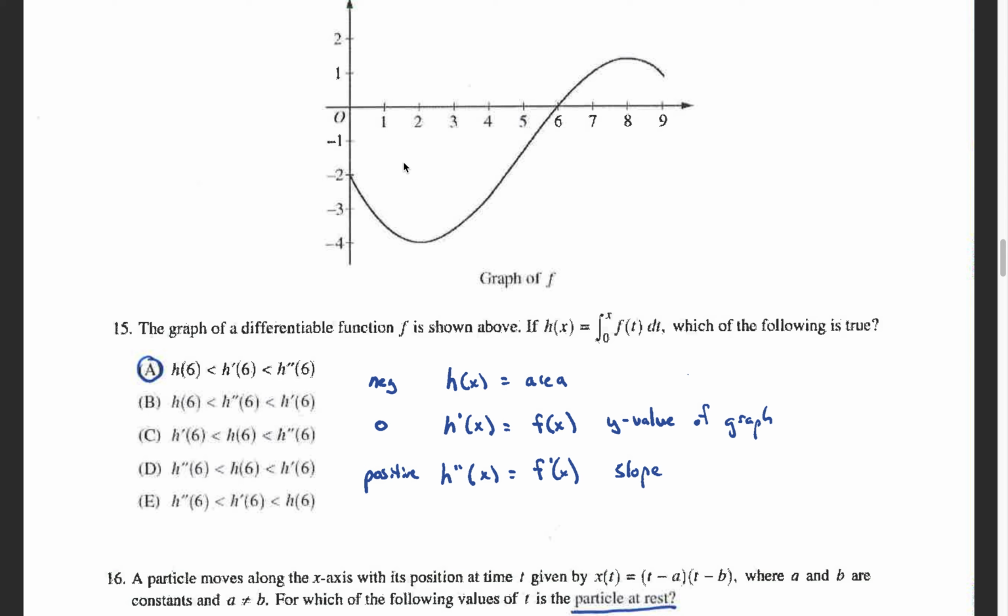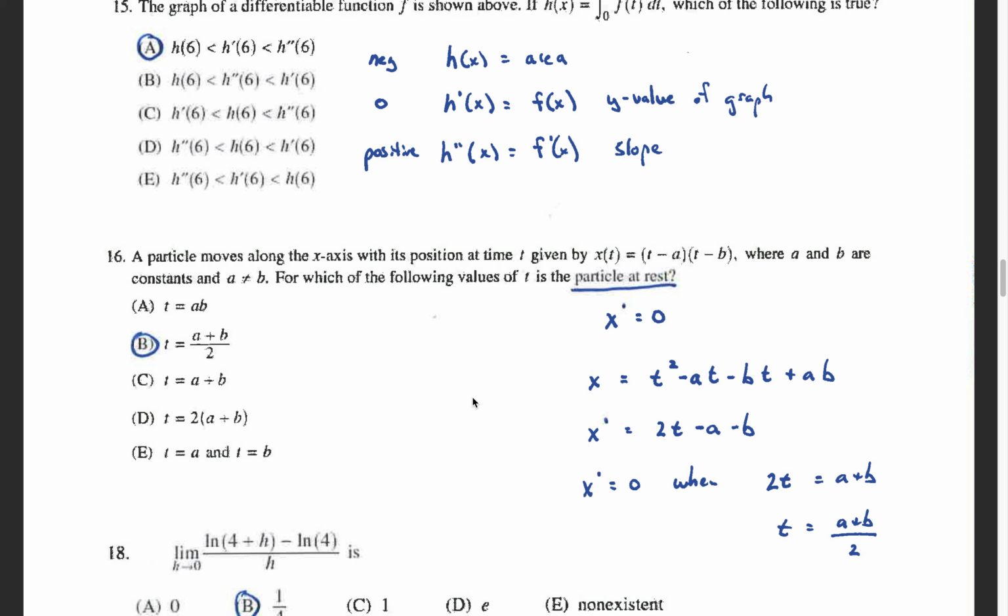H prime of 6 is really 0 because that's the same thing as f of 6. And then h double prime of 6 is the same thing as f prime of 6, which is the slope, which is positive. So we have a negative area, a 0 value, and a positive slope. And so we say this. The area is negative, the value is 0, and the slope of the function given is positive. And so that's the correct order.